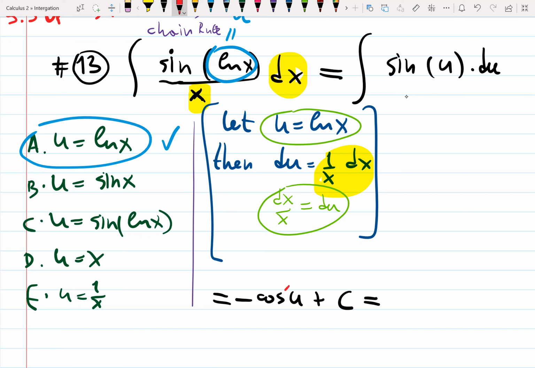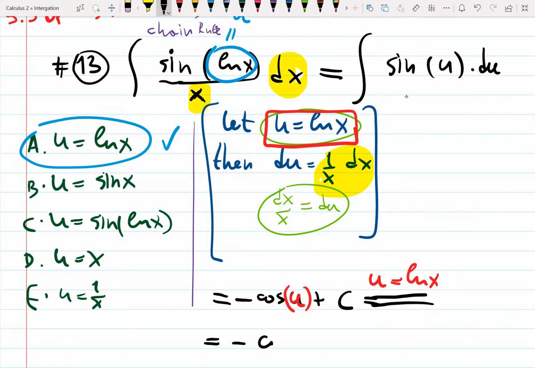Then that is not the answer. Nobody except you knows what u is. You have to go back, unless it's a definite integral, when you don't go back. You go back to the previous notation, u is ln x. Because again, using u substitution was just an intermediate step. It was a technique. Nobody wants to know how you solved it. So the answer should include x: minus cosine of ln x plus c.